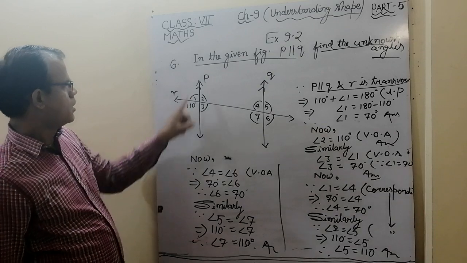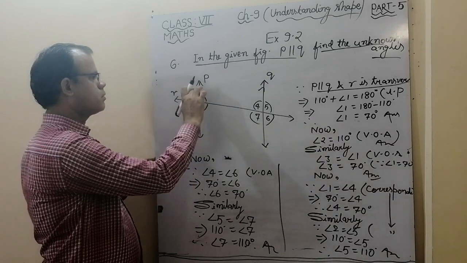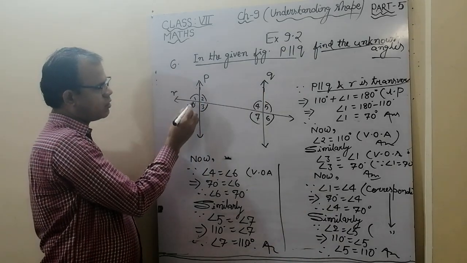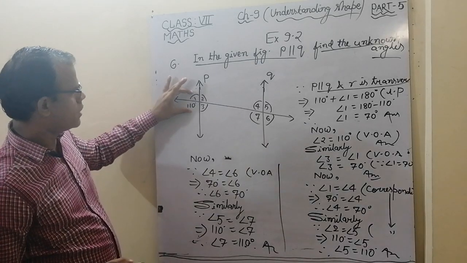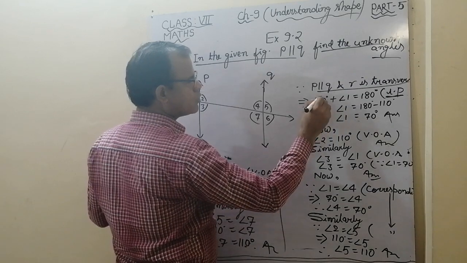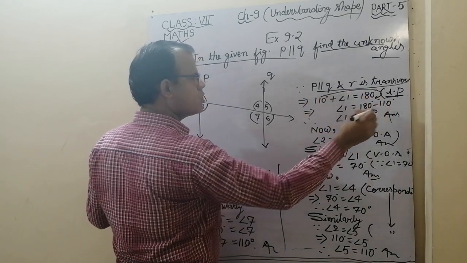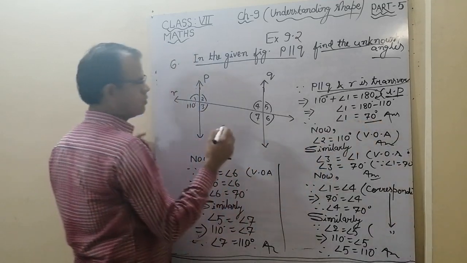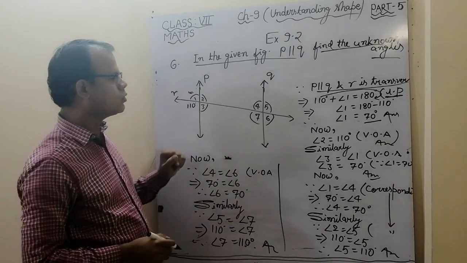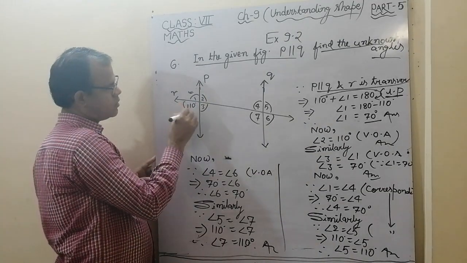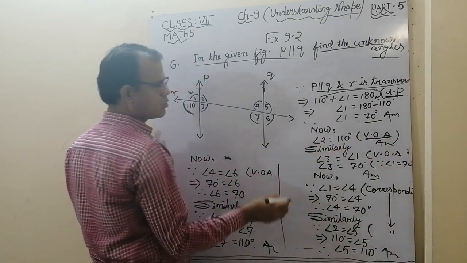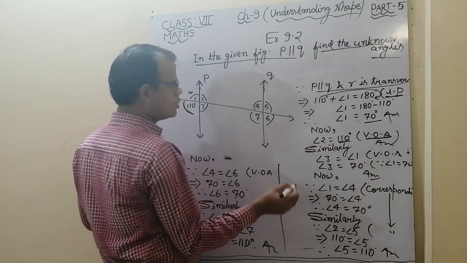So look here student, this is line P, and P is a straight line, so angle 1 plus 110, both angles sum to 180 degrees. Why? Linear pair. So angle 1 equals 180 minus 110, so angle 1 is 70 degrees. Okay, now we have to find angle 2. So look here, this angle 2 equals 110. Why? Vertically opposite angle, so the value of angle 2 is 110.